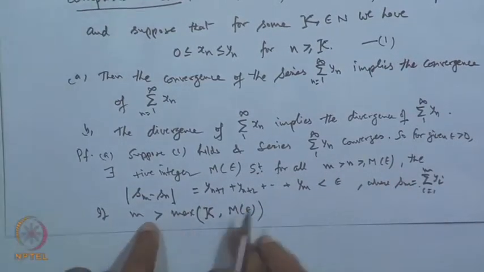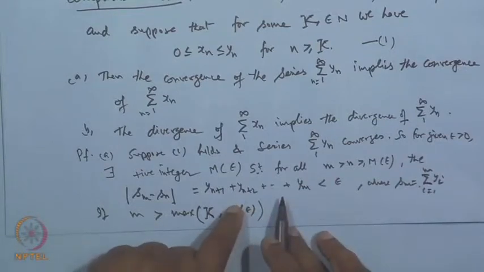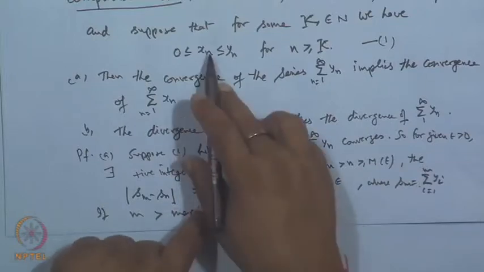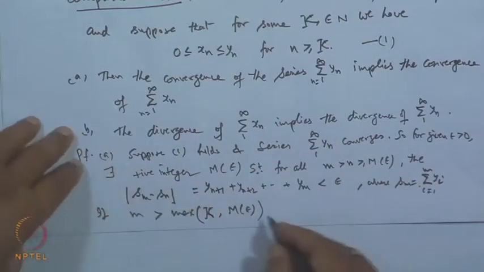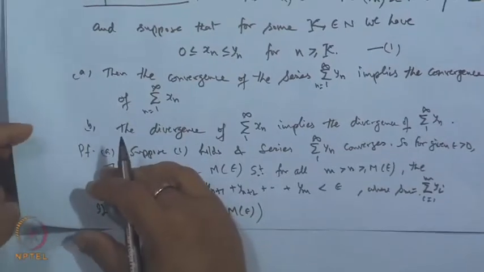So, if I choose m to be greater than this, then in that case, because x n is less than or equal to y n, this part will give that x n plus 1, x n plus 2, etcetera.